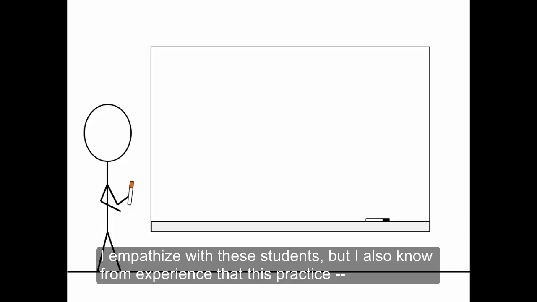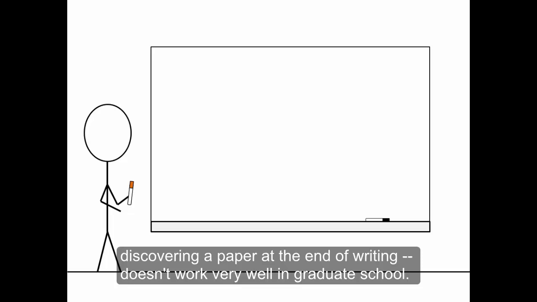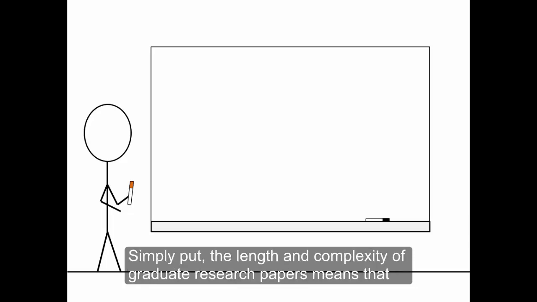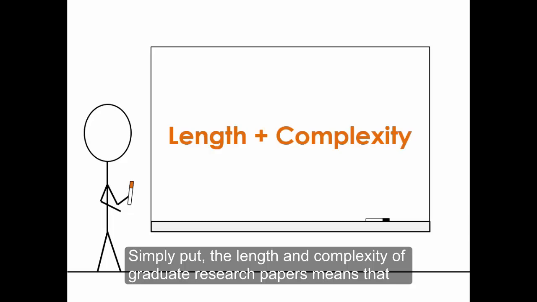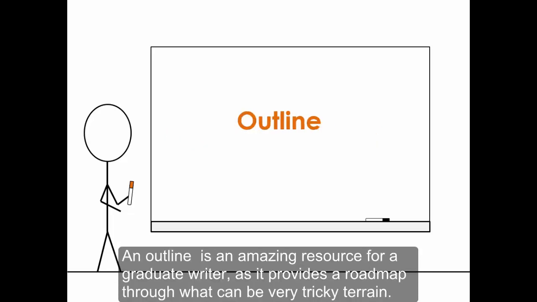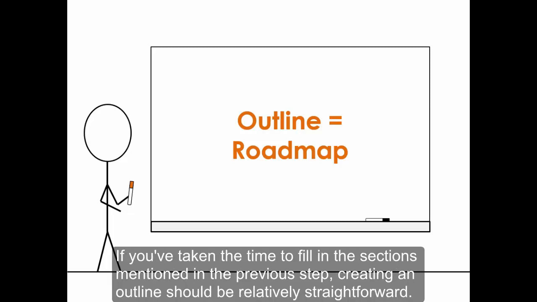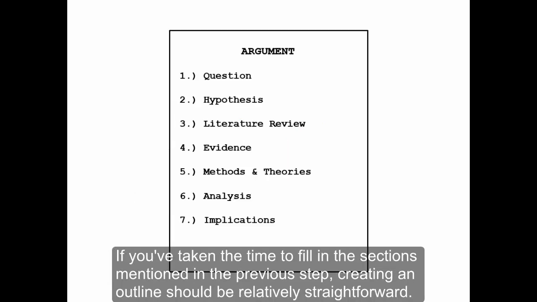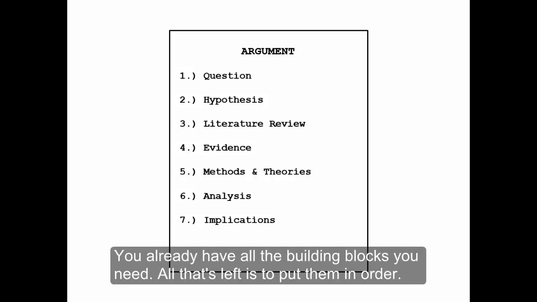I empathize with these students, but I also know from experience that this practice, discovering a paper at the end of writing it, doesn't work very well in graduate school. Simply put, the length and the complexity of graduate research papers means that writing without a plan is almost sure to lead to frustration and, for many, procrastination. An outline is an amazing resource for a graduate writer, as it provides a roadmap through what can be very tricky terrain. If you've taken the time to fill in the sections mentioned in the previous step, creating an outline should be relatively straightforward. You already have all the building blocks you need. All that's left is to put them in order.